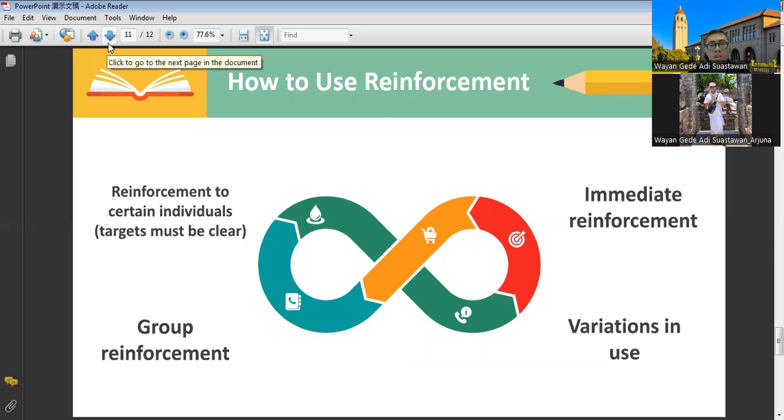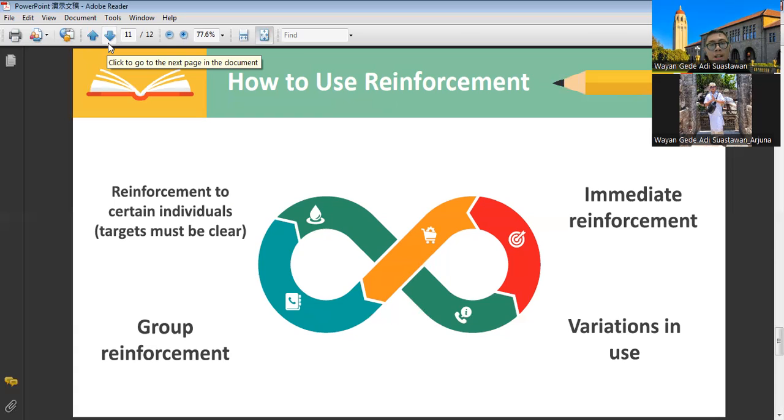The second one is group reinforcement. It is for a group. And the third one is immediate reinforcement. It means that when the students do their work properly or have already finished their work, the teachers should give the reinforcement directly. And then last but not least, variation in use.